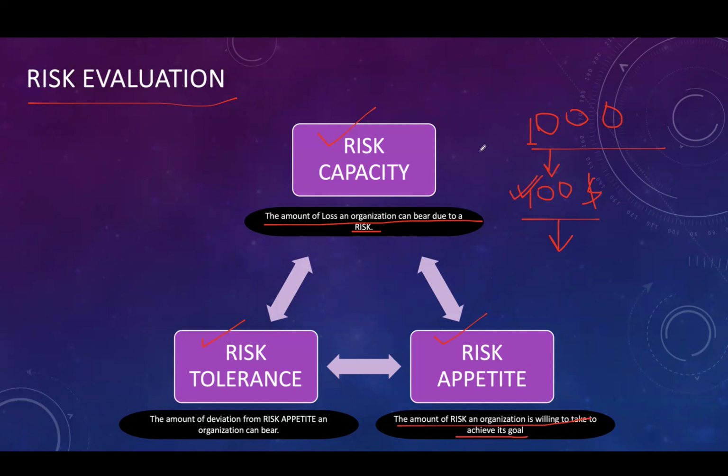Now, still my goal would be then $900 I'm getting, so I am fine with this $100. Now, next is risk tolerance, which says the amount of deviation from a risk appetite an organization can bear. So, let's say if not $100, if in a month, even if I get a $150 loss due to a certain amount of risk, I am fine with it.